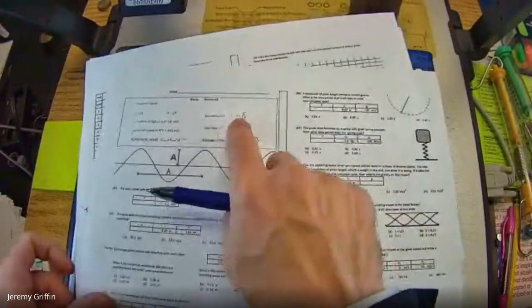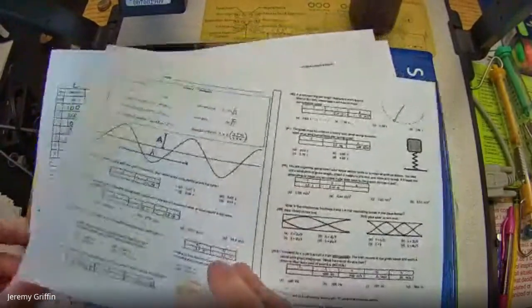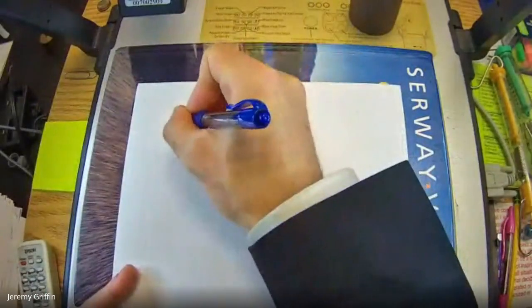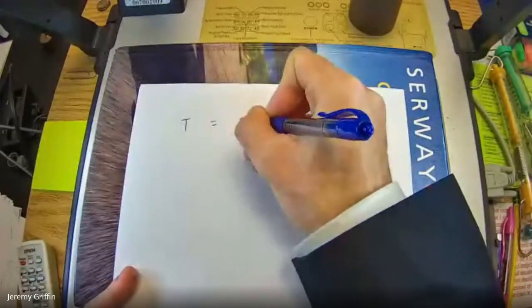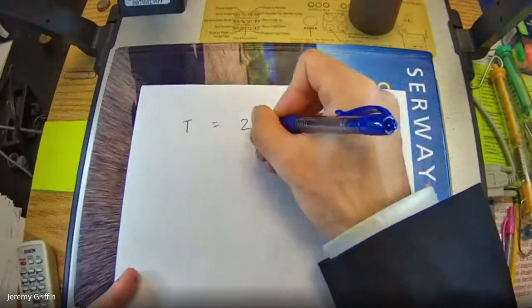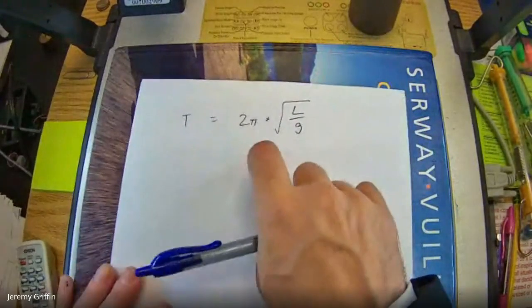I'm just going to take this and write it down. Get the papers in order here. All right, so we've got time period is equal to 2 pi times the square root of the length of the pendulum divided by the gravity field. At least that's the textbook answer to the lab we just did.